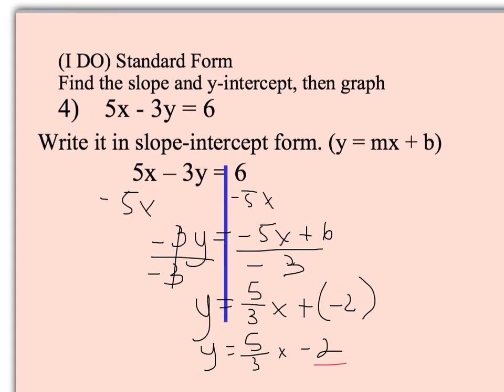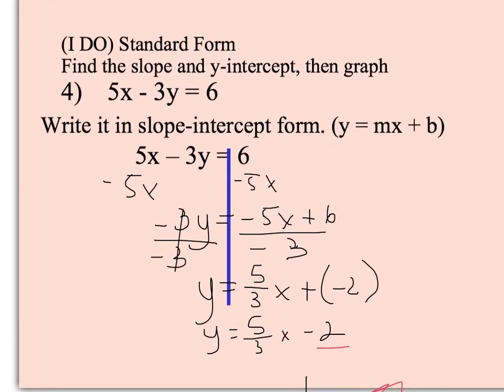Okay, if we want to look at an equation that starts off in standard form, we want to find the slope and the y-intercept and then graph. The first thing I'm going to do is write this equation in slope-intercept form. What I've already done here is subtract 5, because I want to get just y by itself. Now I have negative 3y is equal to negative 5x plus 6. Then to get y alone I need to divide both sides by negative 3. Here I have divided by 3.